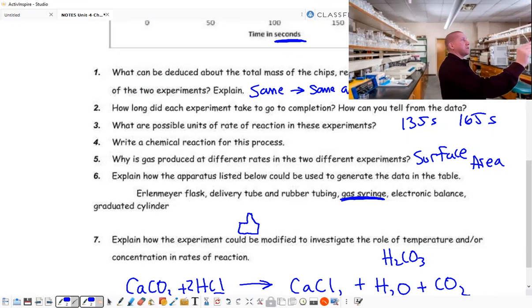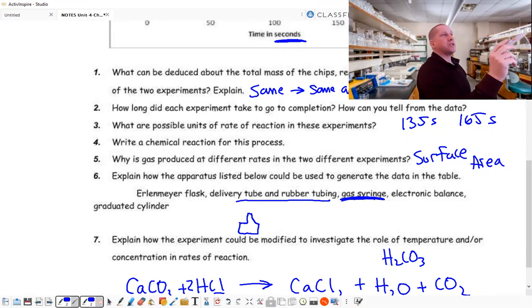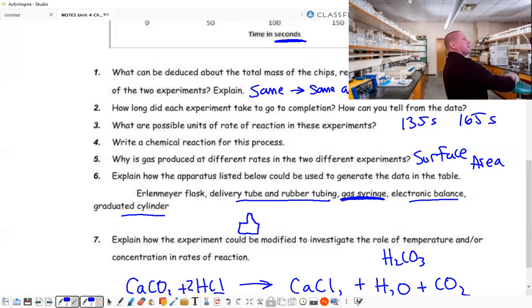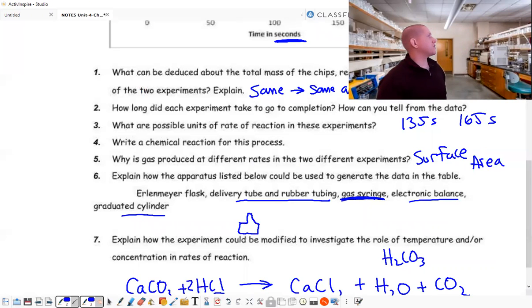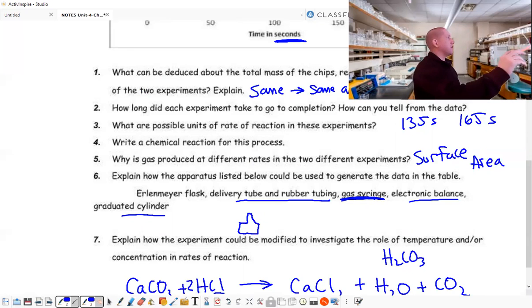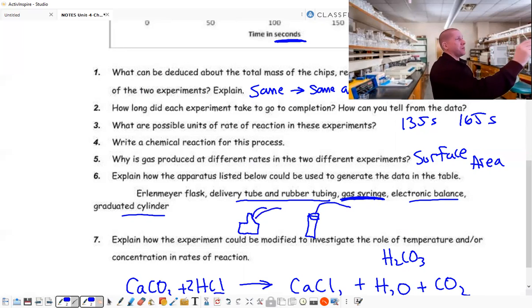So what you do is, how are we doing it? We have an Erlenmeyer, a delivery tube and some tubing. We have a syringe, and we have a balance, a graduated cylinder. There's a bunch of different ways you could do this. The way that I generally would do it is I would fill this, well, we have a syringe, so we don't even need that. So I would actually just use the graduated cylinder probably. I would put a stopper on it. I would use the tube. I guess you could use the Erlenmeyer flask too.